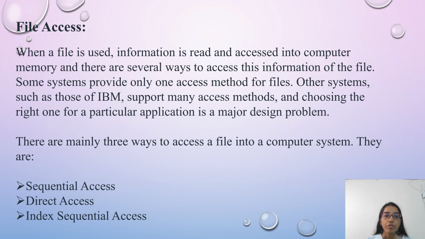File access. When a file is used, information is read and accessed into computer memory, and there are several ways to access this information of the file. Some systems provide only one access method for files. Other systems, such as those of IBM, support many access methods, and choosing the right one for a particular application is a major design problem. There are mainly three ways to access a file in a computer system. They are sequential access, direct access, and index sequential access.